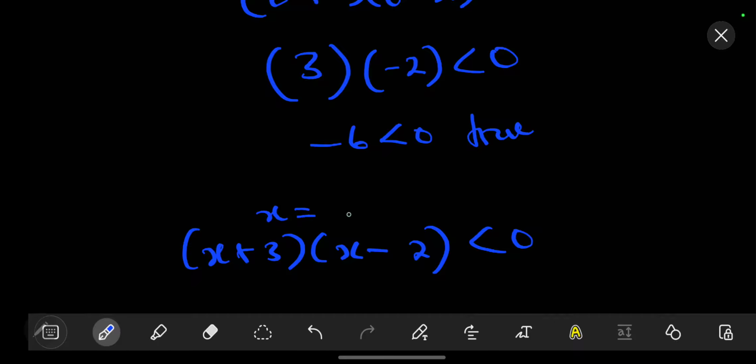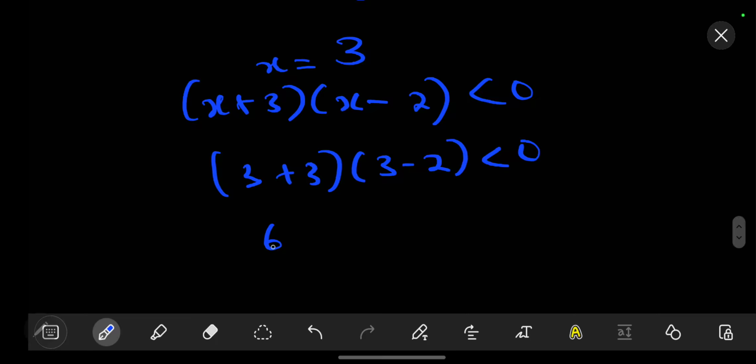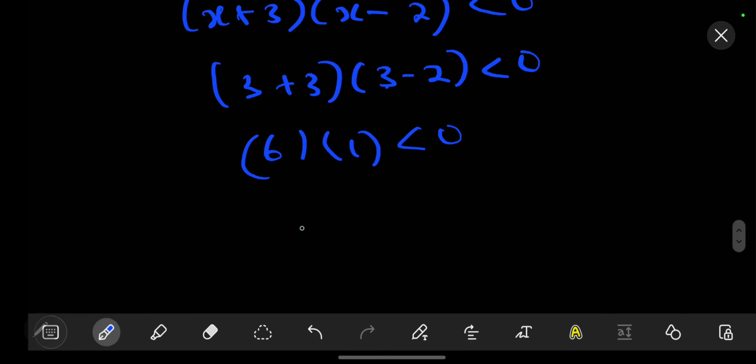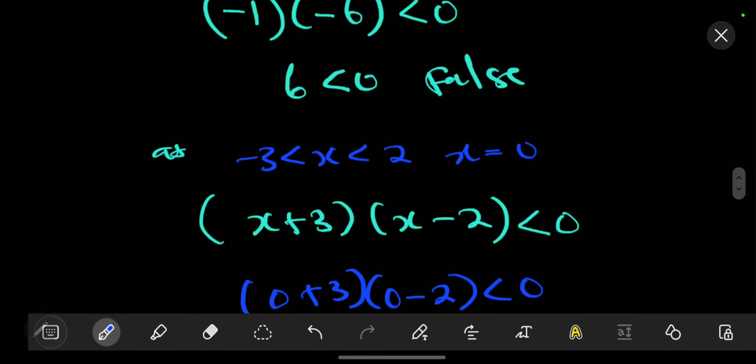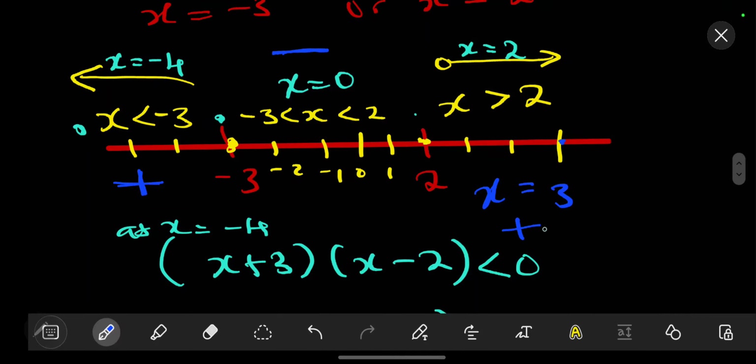Let's say at x equal to 3, we have 3 + 3, then 3 - 2, less than 0. We are just replacing. 3 + 3 gives us 6, and 3 - 2 gives us 1, which should be less than 0. So 6 times 1 gives us 6, less than 0, which is false. So all the values on this side will be considered positive.